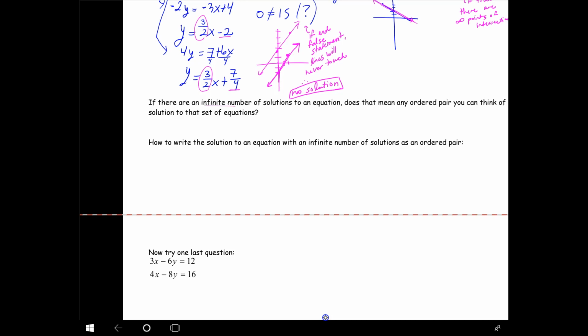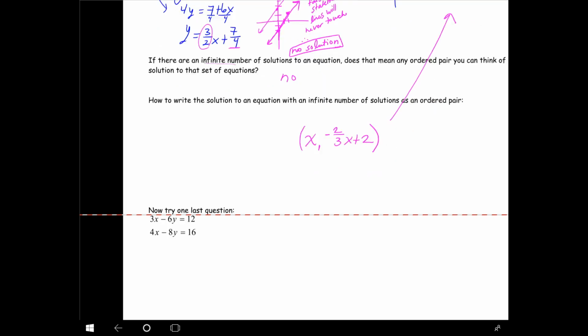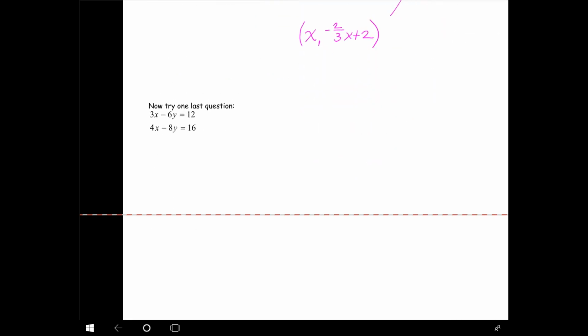So if there are an infinite number of solutions to an equation, does that mean any ordered pair you can think of is a solution to that set of equations? No. So how would we write this solution as an ordered pair? Well, it would be whatever x satisfies the output that we found. So it would be whatever x is, -2/3 x plus 2 would give you the y. Okay, so why don't you try the last one on your own, and then I'll show the answer and you can check it.